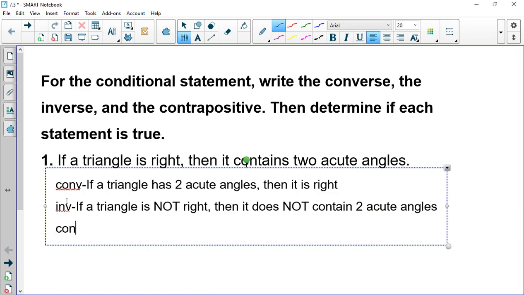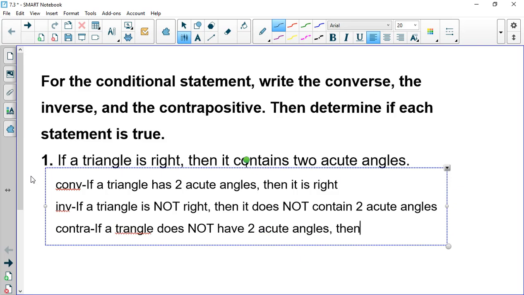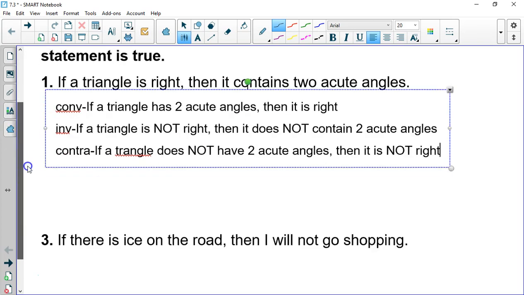And then the contrapositive basically takes the converse and negates that. If a triangle does not have two acute angles, then it is not right. And that's it. Let's do it one more time.